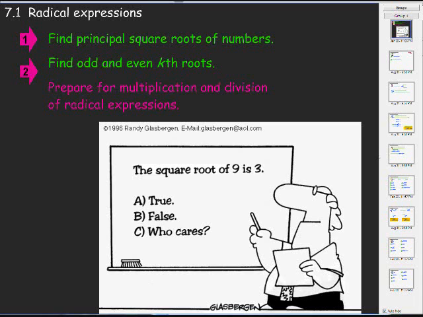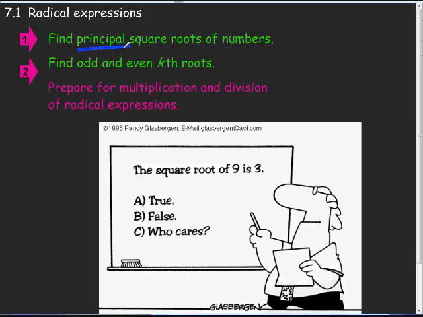Chapter 7, here we are. You know a lot about square roots already. We're just going to learn some terminology, make sure we're all speaking the same language. Talk about a principal square root. Basically, when we talk about a principal square root, we're talking about the positive square root.